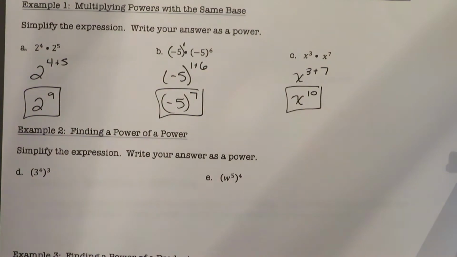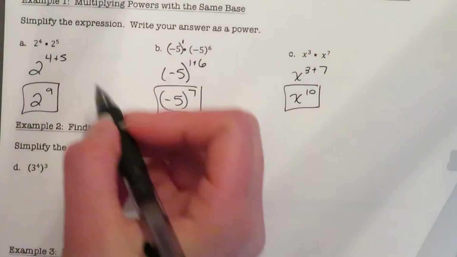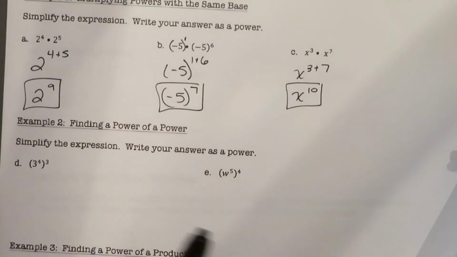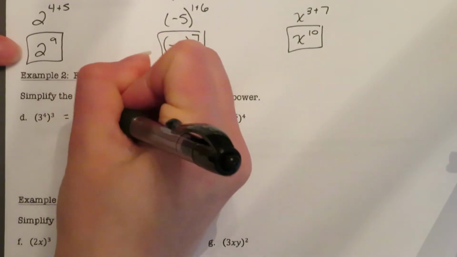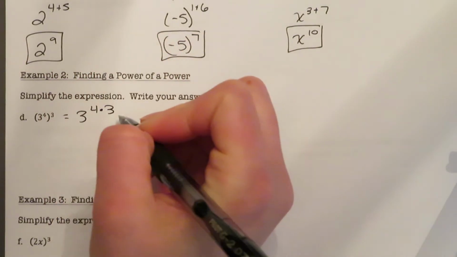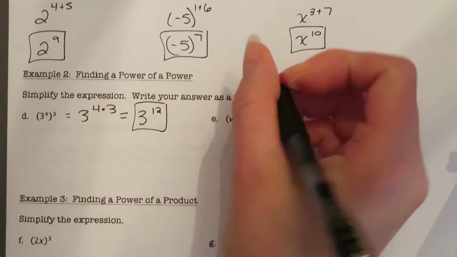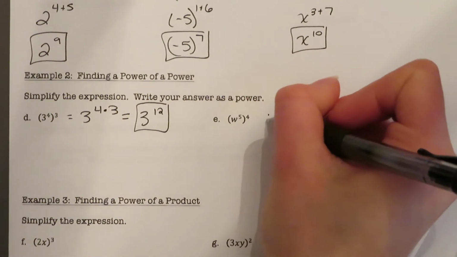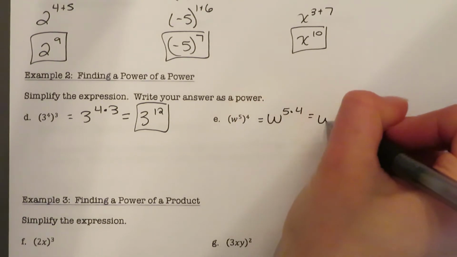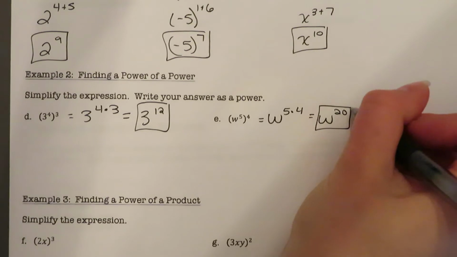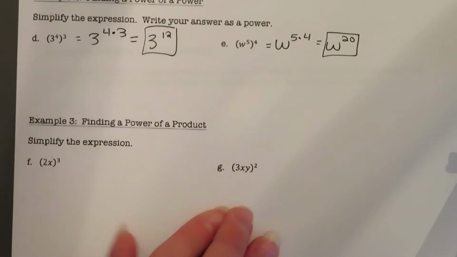Example 2, finding a power of a power. Simplify the expression, write it as a power. 3 to the fourth power cubed. This is 3 to the fourth times 3. You want to multiply the exponents. So that's 3 to the 12th. Letter E, w to the fifth to the fourth power equals w to the fifth times 4, w to the 20th. Both of those are power of a power.